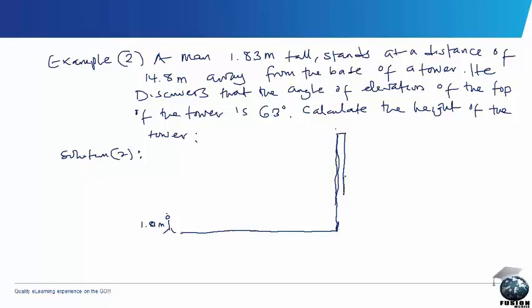This is our tower. And then he discovers that the angle of elevation of the top of the tower is 63 degrees. So from this point he observes that the angle of elevation is 63 degrees, and we are told to calculate the height of the tower. This is the height of the tower.